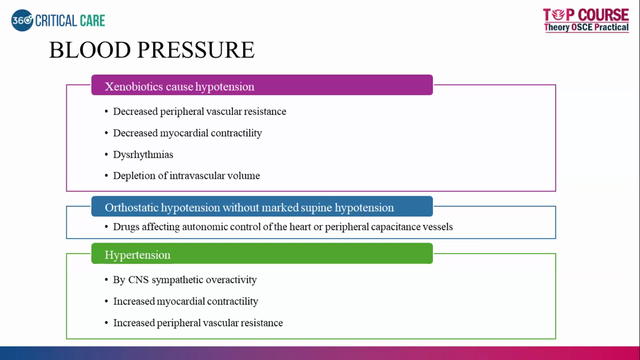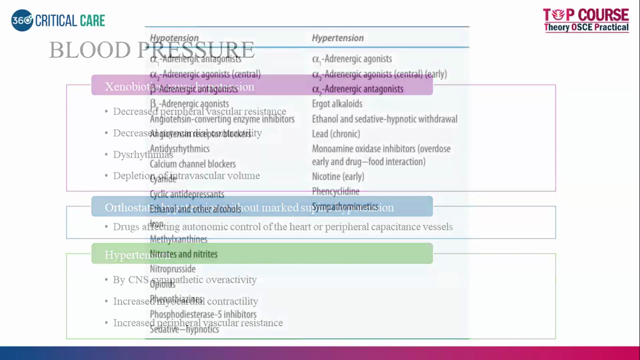Now coming to those drugs which cause hypertension, especially your sympathomimetics. How do they act? They act on the CNS by causing sympathetic overactivity. They cause increased myocardial contractility and increased peripheral vascular resistance. So these are the mechanisms by which hypotension or hypertension results in case of poisoning.